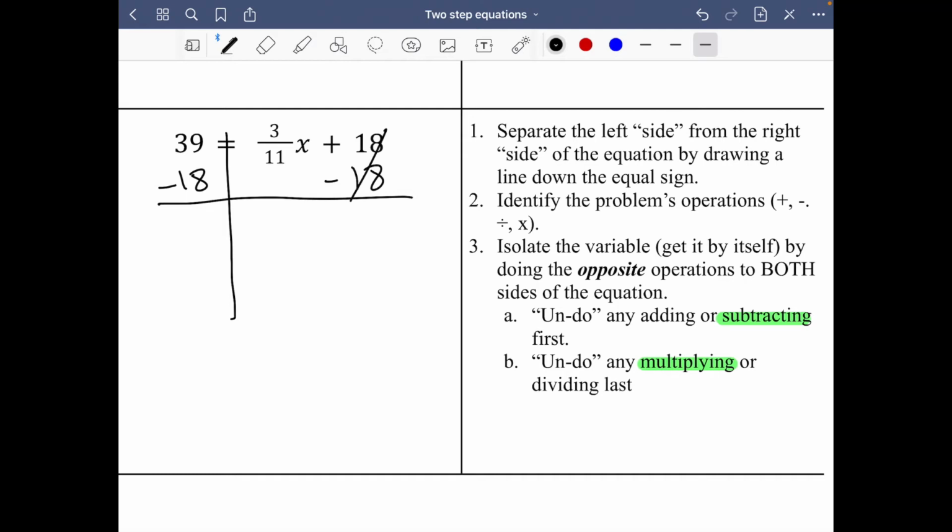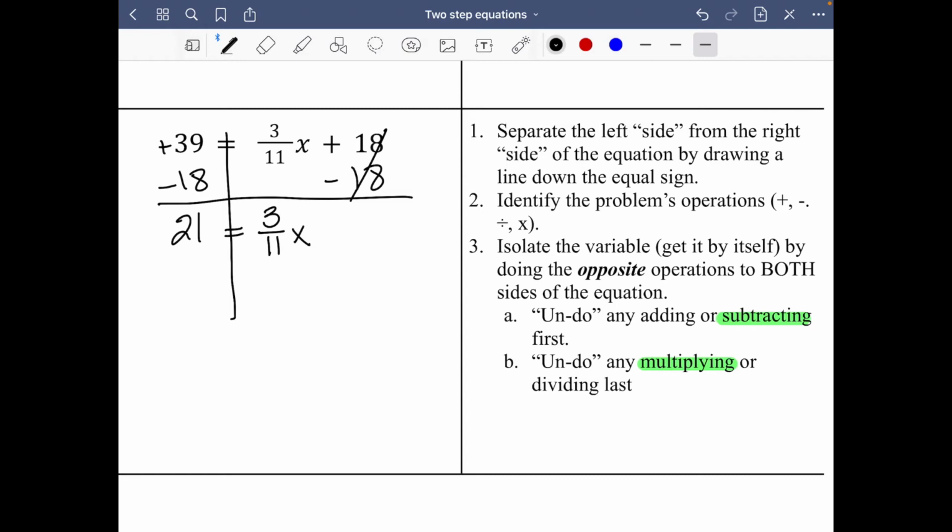Positive 18, negative 18 goes away. Now we got 39 minus 18. When we subtract those, because those are definitely opposite signs, we're going to subtract. That's going to give me 21. Okay? I did nothing with my 3 over 11, so I'll bring it down. All right, so what we have here is 21 is going to be equal to 3 over 11x.